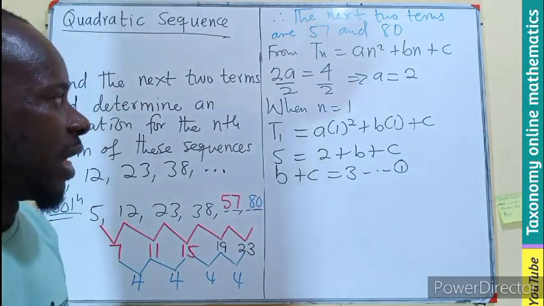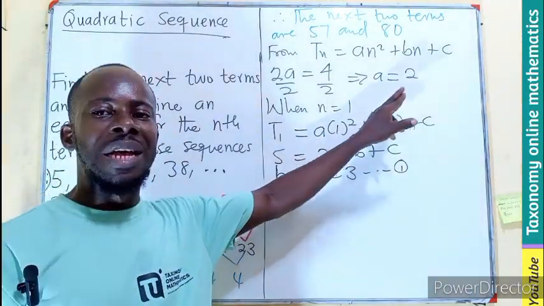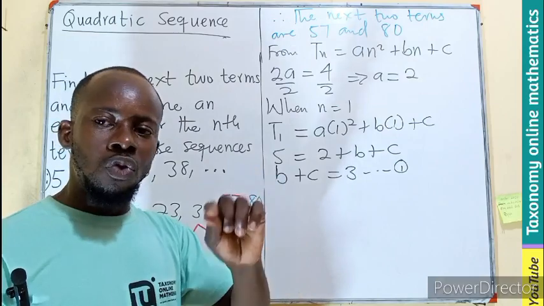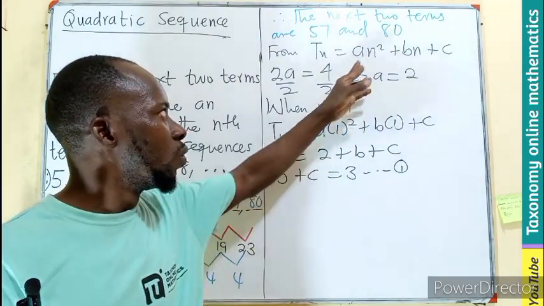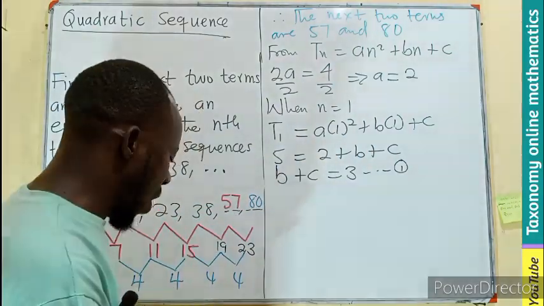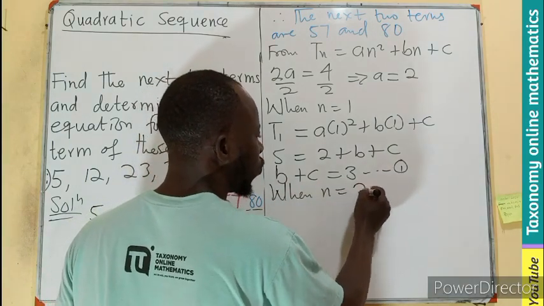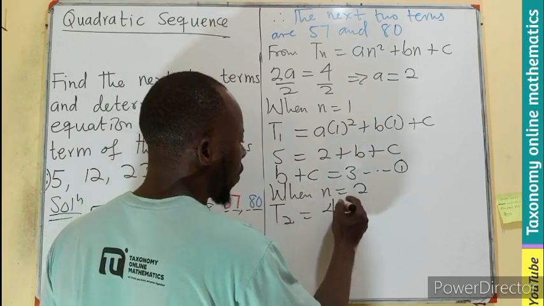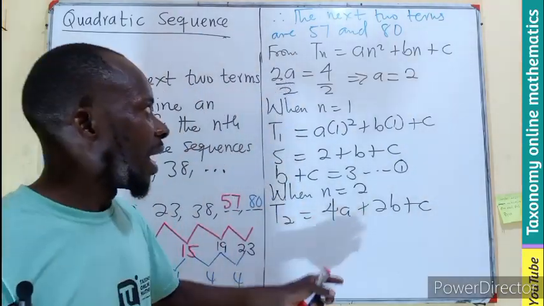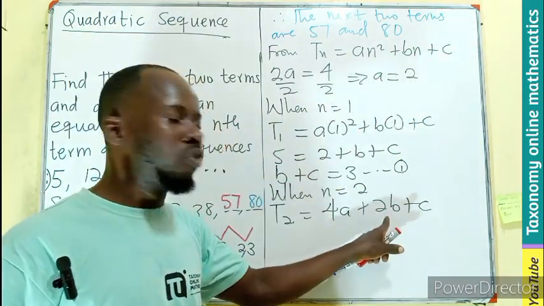I said in the previous episode that you can just go ahead and write your T1 equals A plus B plus C. The T2 will always be 4A plus 2B plus C. Always. When you change this n to 2, you always get the same value in every question. So we can also say that when n is equal to 2, your T2 will be equal to 4A plus 2B plus C, as in changing the n squared, which is 2 squared, becoming 4, and changing the n becoming 2.